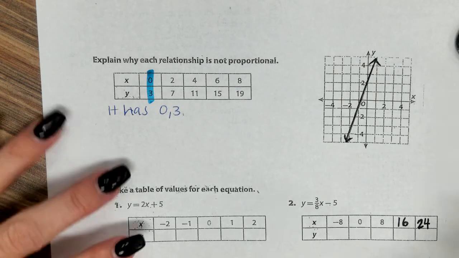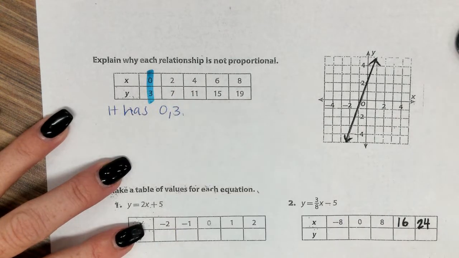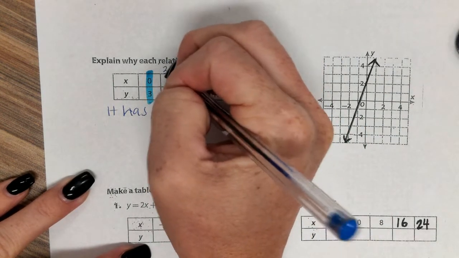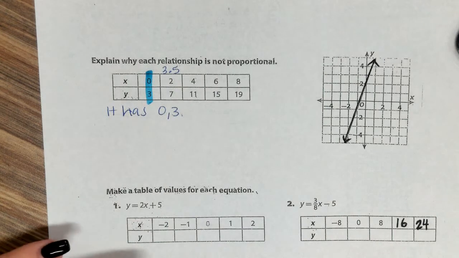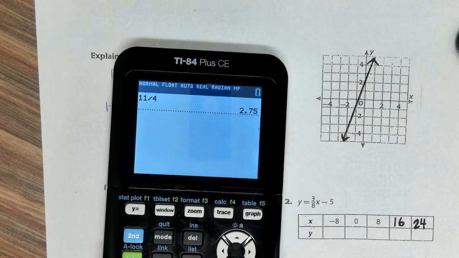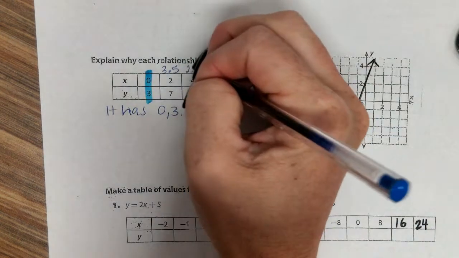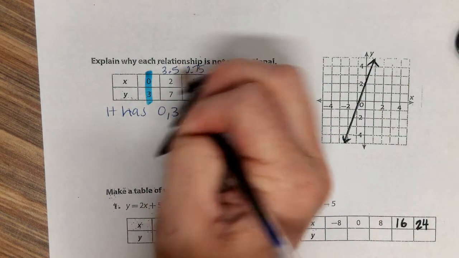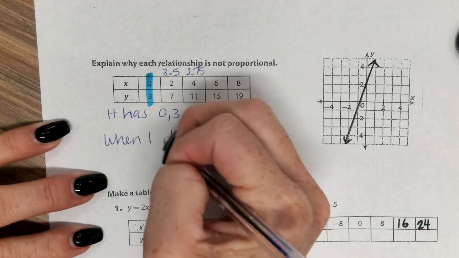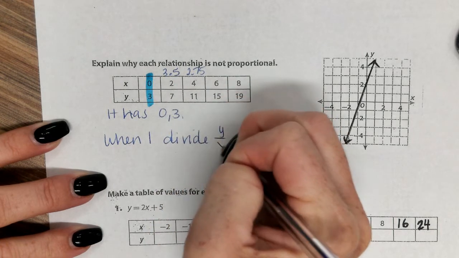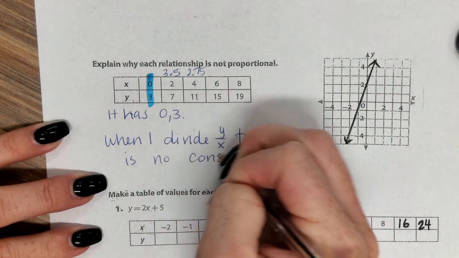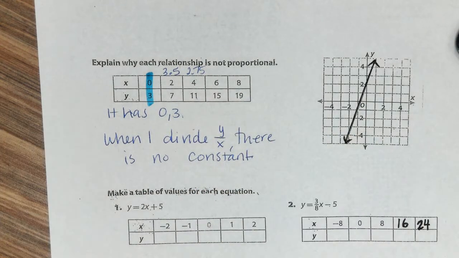Is there another way I could explain this is not proportional? Could I divide? Yes, so let's see. What's 7 divided by 2? 3.5. What's 11 divided by 4? I don't know, so I'm going to try it in my calculator. So 11 divided by 4, is that 3.5? It's 2.75. That's not a constant. So the other reason it is not proportional is when I divide y over x, there is no constant. I don't get the same answer.